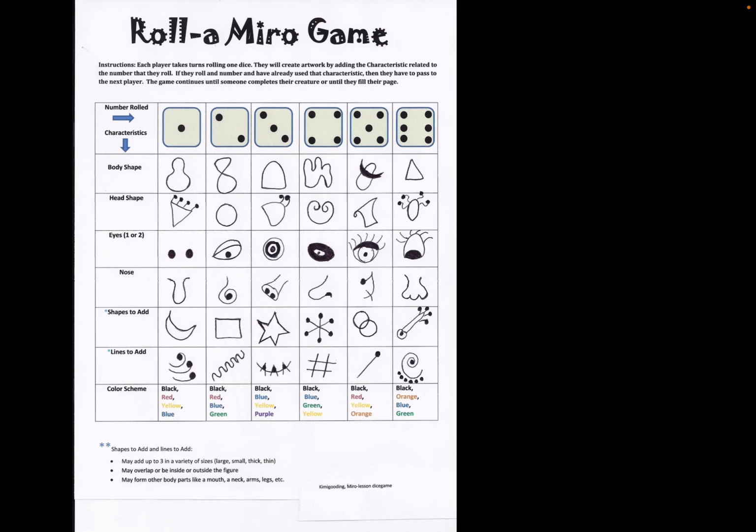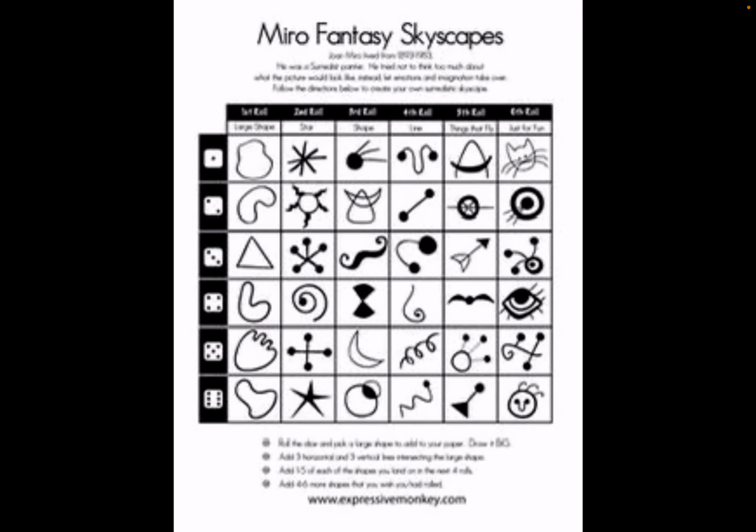So here's what we're going to do. For example, we're going to use this next slide. We're going to be using a Miro Fantasy Skyscape, which you're going to search up. I posted the search in the Google Classroom so that you are aware of what you do. The first one is the large shapes.